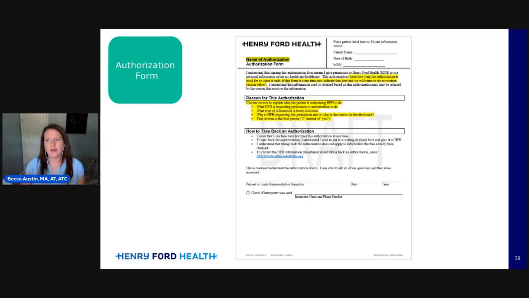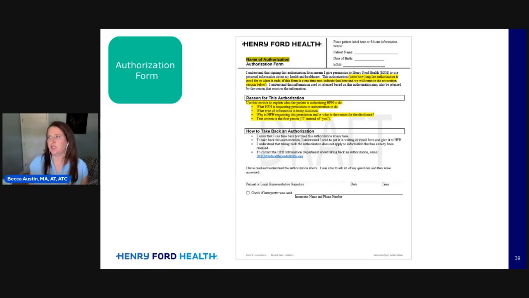So again, yellow, anything that the employee can go ahead and edit. Anything else is required and something they cannot edit. So again, at the very top, for defining authorization: I understand that signing this authorization form means I give permission to Henry Ford Health to use personal information about my health and healthcare.